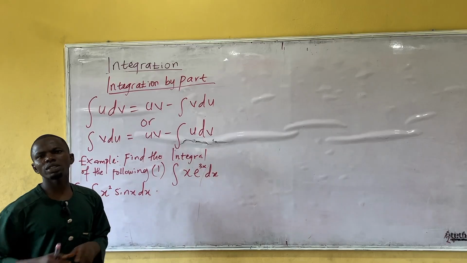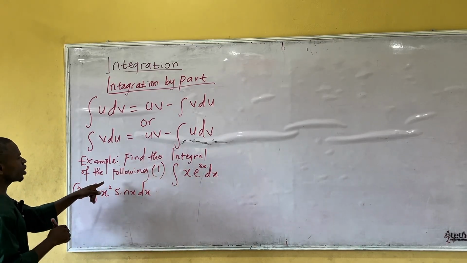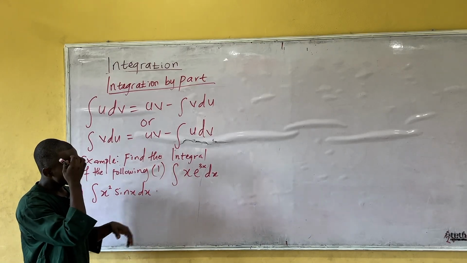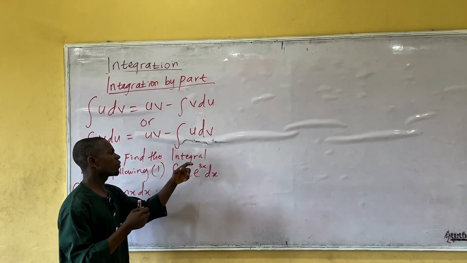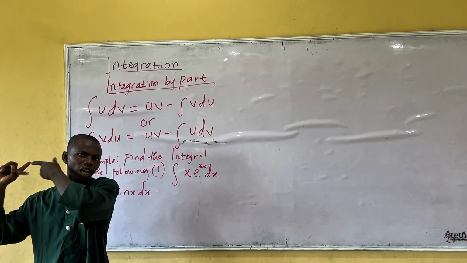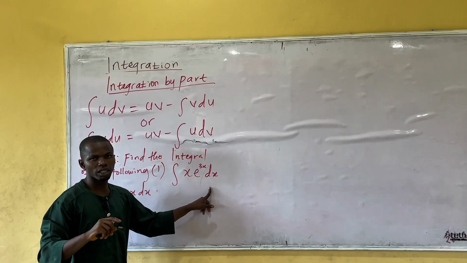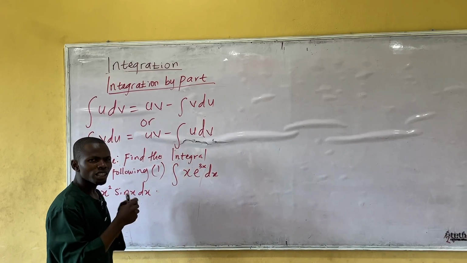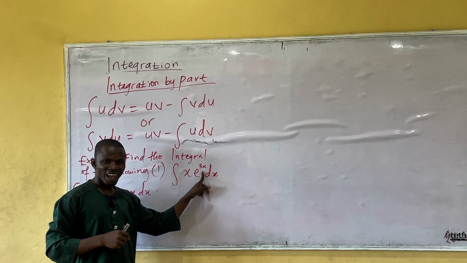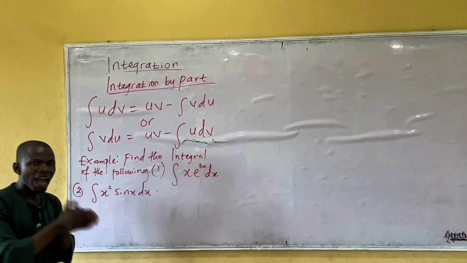Now, how can you know that this question is integration by parts? If you look at this, find the integral of the following. In question 1, we are given x and exponential of x. It's like the product rule in differential calculus, a product of function of x and function of x. It also resembles integration by substitution, but you cannot substitute here, looking at the nature. So it is integration by parts.